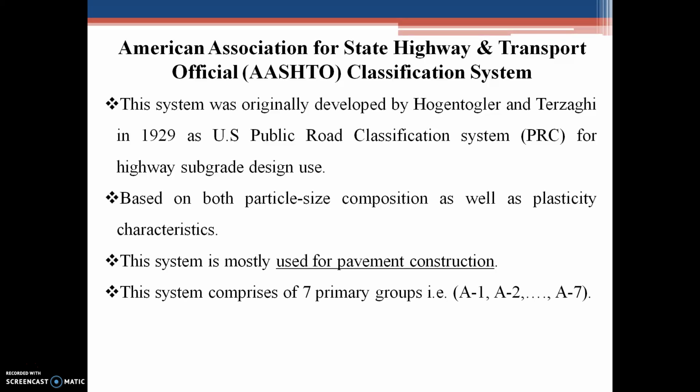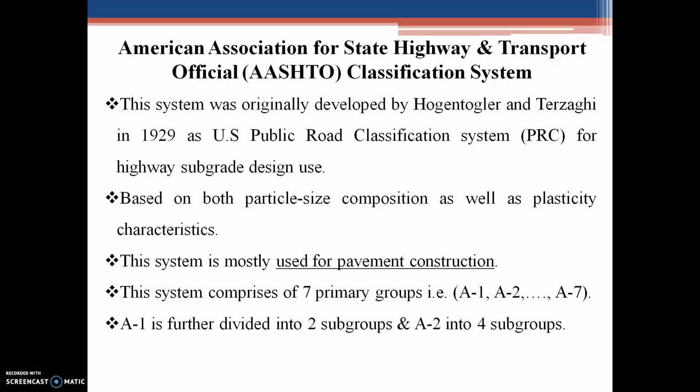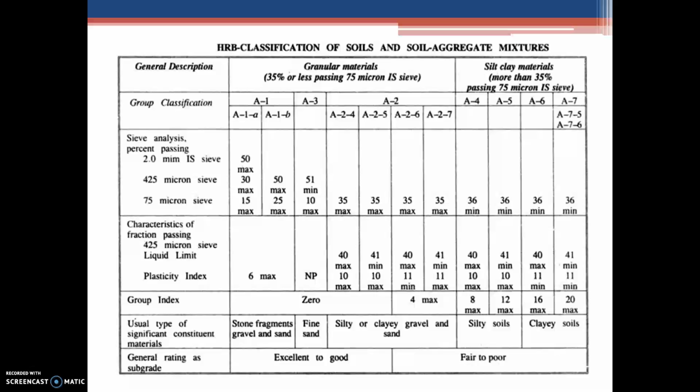This system comprises 7 primary groups, and again a few groups are further divided into subgroups. So we'll discuss the AASHTO classification system in the next video.